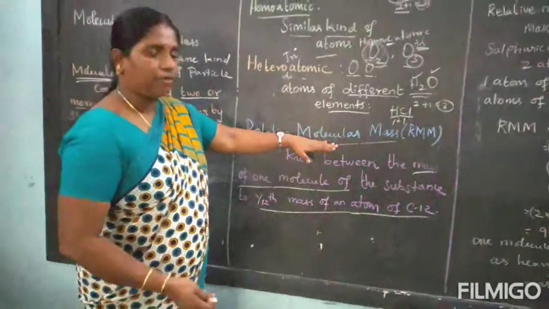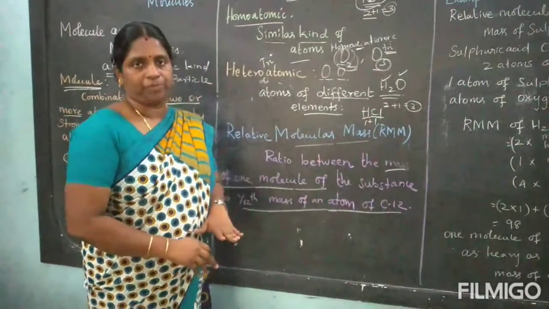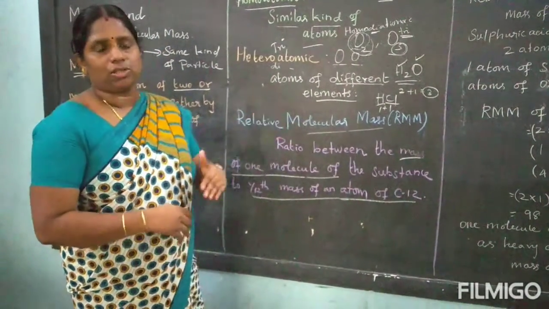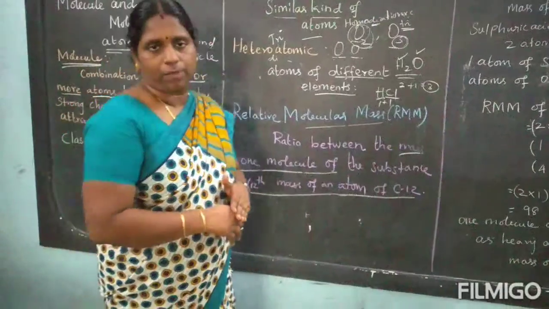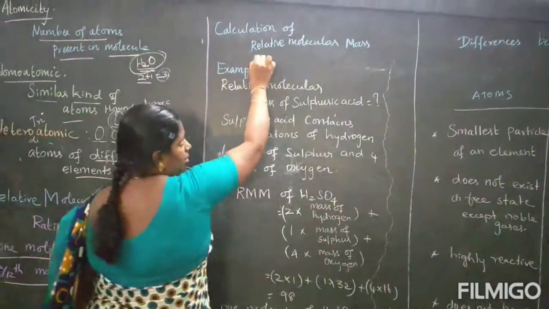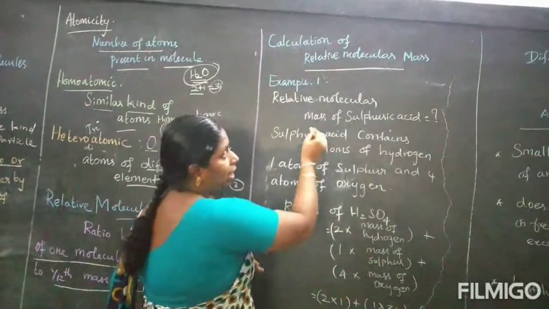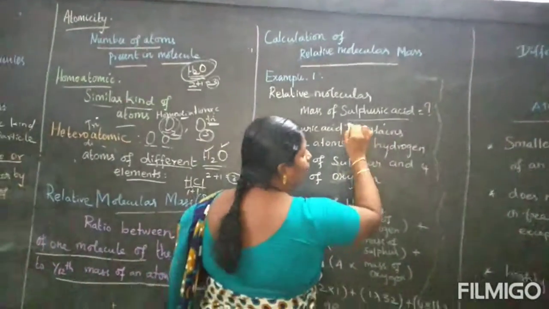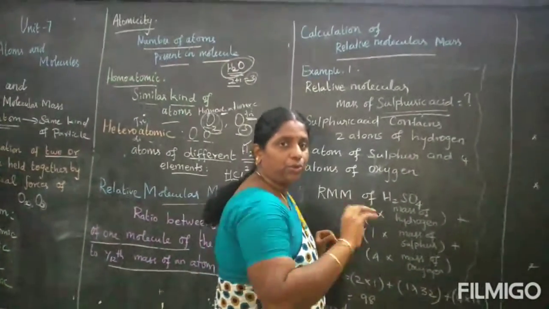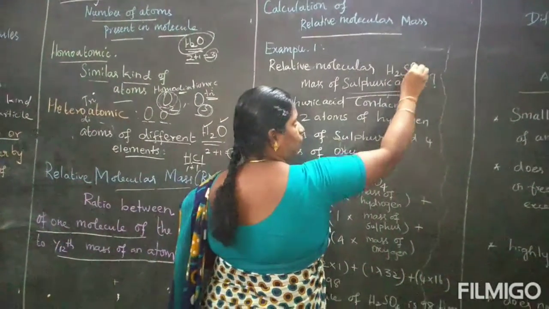So you have to compare this molecular mass with the carbon atom. Let me see the calculation of relative molecular mass. How to calculate this relative molecular mass? You are going to calculate the relative molecular mass of sulfuric acid. So you know the chemical formula of sulfuric acid, H2SO4.